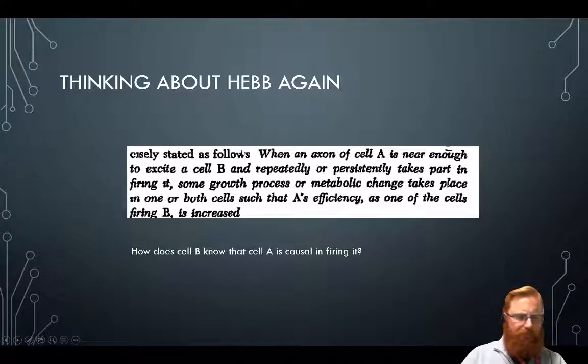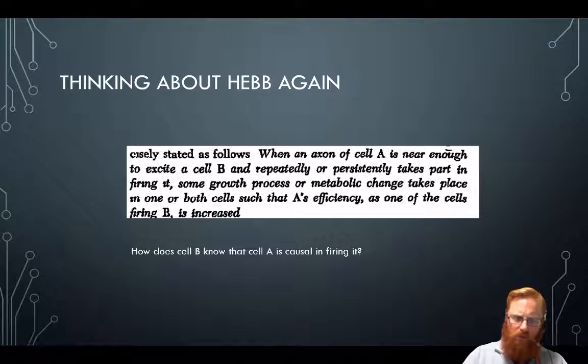Okay, so what did Hebb say again? He said when an axon of cell A is near enough to excite cell B and repeatedly or persistently takes part in firing it, some growth process happens that makes the synapse stronger, right? So it's taking part in firing it. It's causally related to firing it. We need cell A to make cell B fire.